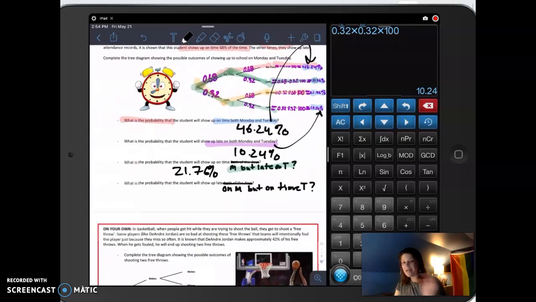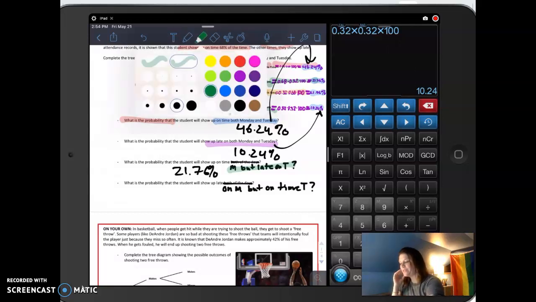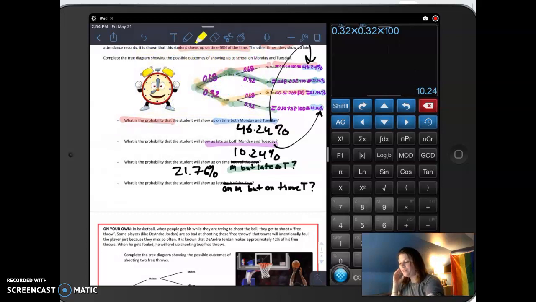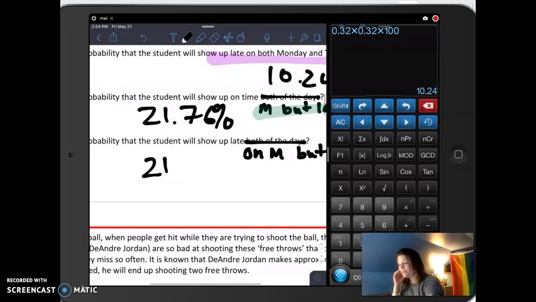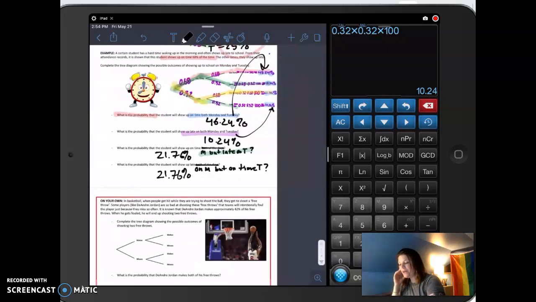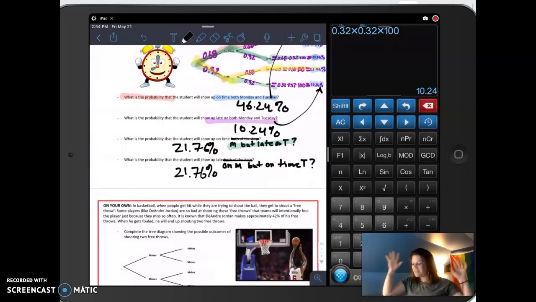All right, and then the last question we're going to do together here is, what is the probability that the student is late on Monday but on time on Tuesday? So for that one, we go late on Monday but then on time Tuesday. So that would be 21.76%. There we go. We answered all the questions, and now you guys got some work to do.